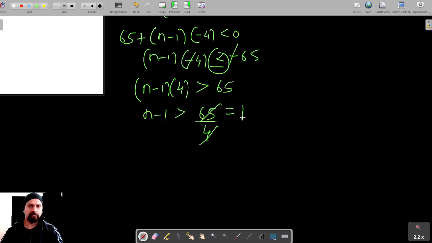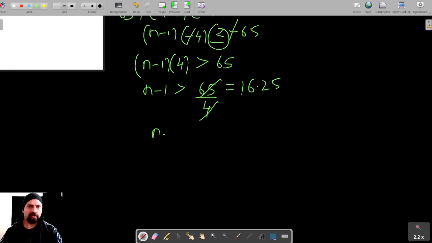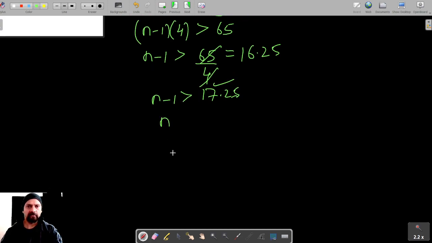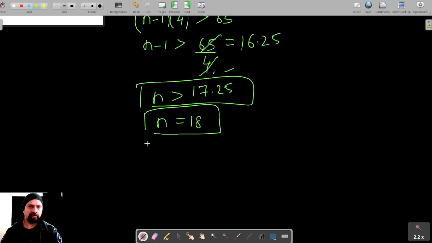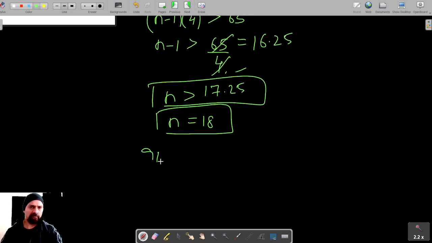So it's 4 ones are 4, 4 sixes are 24, and then 2, 5. So n minus 1 is greater than 16.25, so n is greater than 17.25, and we know that the integer greater than 17.25 is 18. So the 18th term is the first negative term.